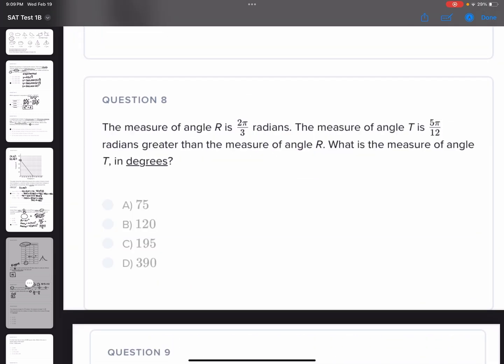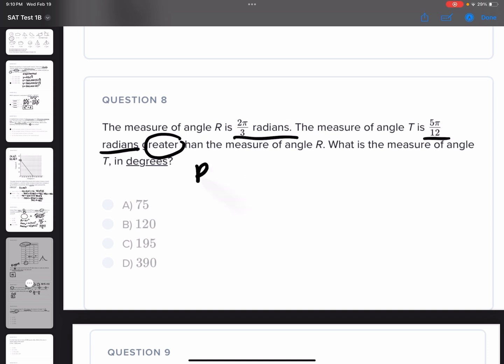Okay, so question 8 is a somewhat trickier question. I wouldn't really say so, but you do need to know how to convert from radians to degrees, because the measure of angle r is 2 pi over 3 radians, and the measure of angle t is 5 pi over 12 radians greater than the measure of angle r. What is the measure of angle t in degrees?